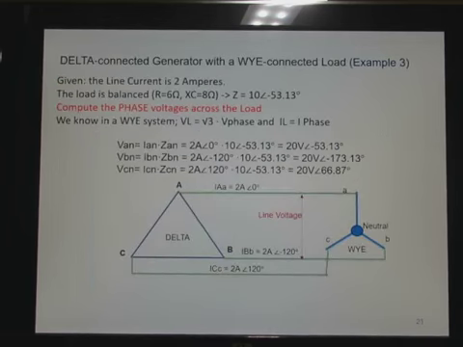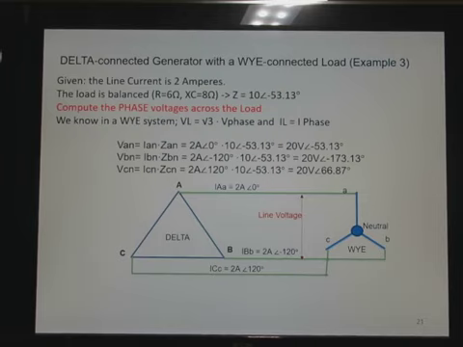Example 3, we have a delta Y system. And this time we have a capacitor, an RC load. So we know that Z equals 6 minus j8. We can compute that in polar coordinates, and we get 10 at minus 53 degrees. This is negative because the impedance vector is going negative.